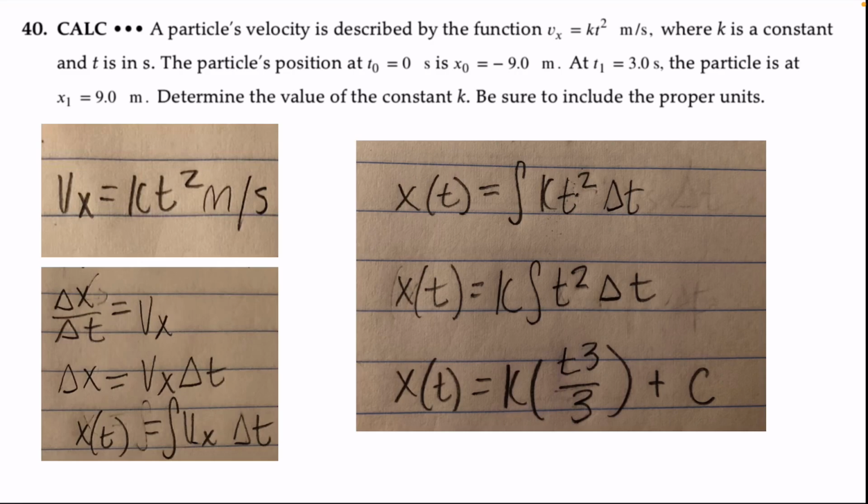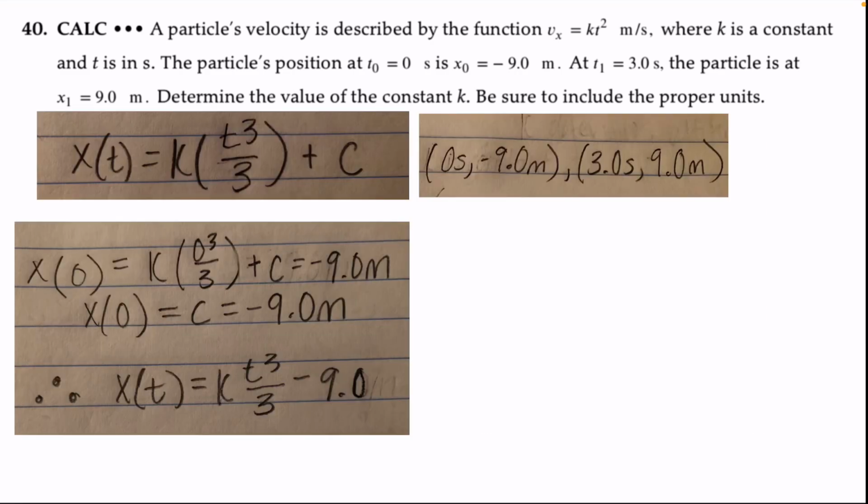You might be a little bit confused about how to integrate with that k. Since we know k is a constant, just like 1, 2, 3, all those numbers are constant, we can just yank that out of the integral and have it be multiplied in at the end. So now we have our position versus time equation.